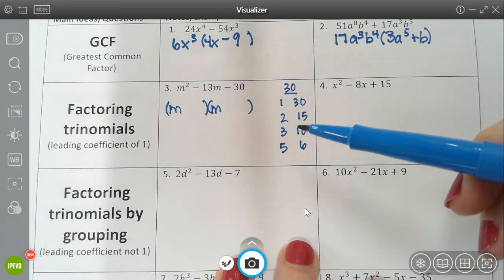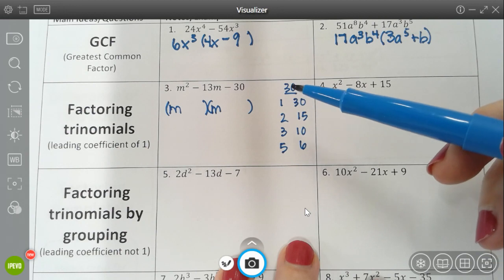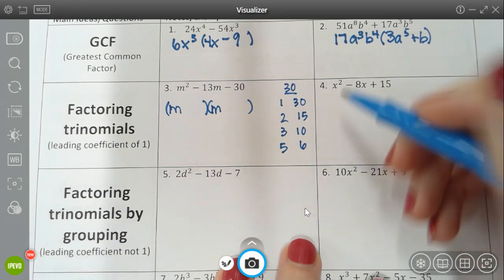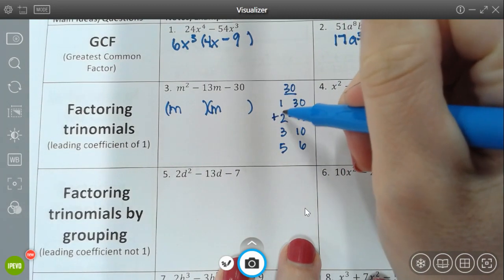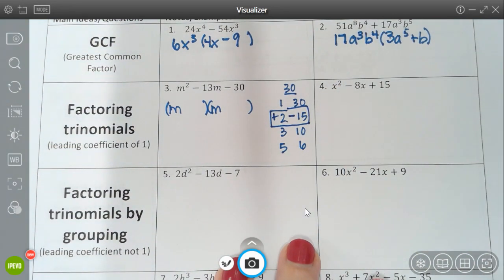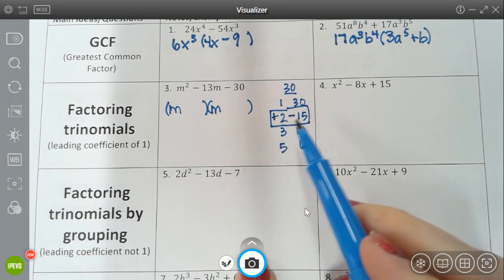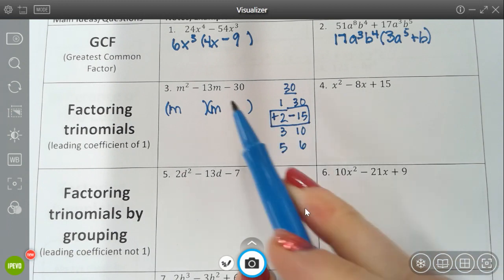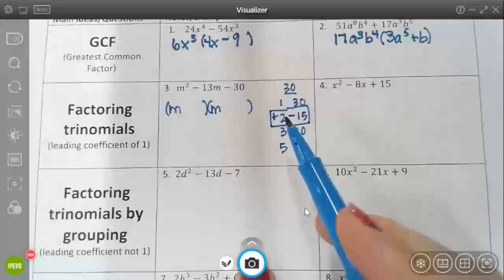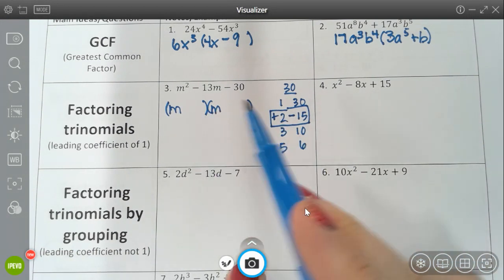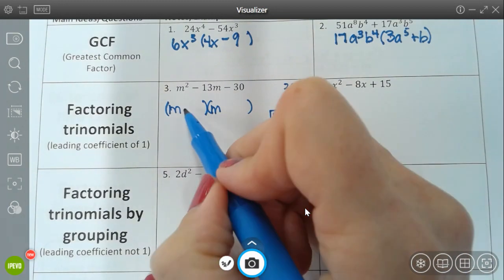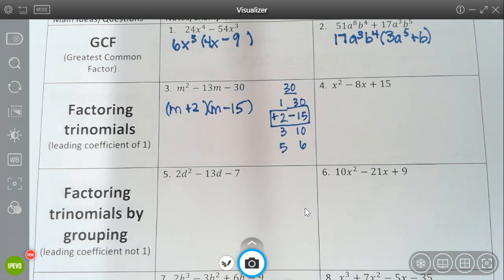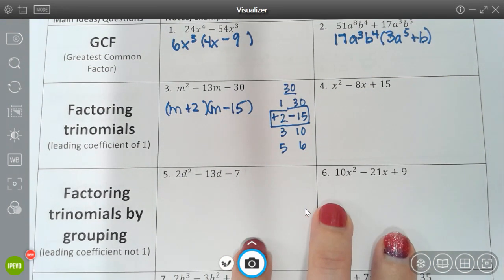So if I'm looking at my list and I want one number to be positive and one number to be negative and give me a negative 13, this is the group that's going to do that for me. If I take a positive 2 times a negative 15, I get negative 30. And if I take 2 minus 15, I get that negative 13. So these are the two factors that I'm going to finish up my groups with. I'm going to put a positive 2 in one group and a negative 15 in the other. And that's my guess and check strategy here.